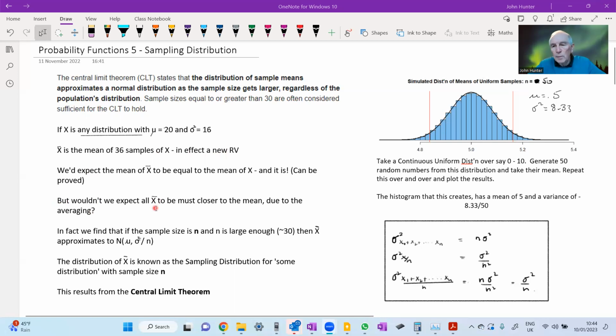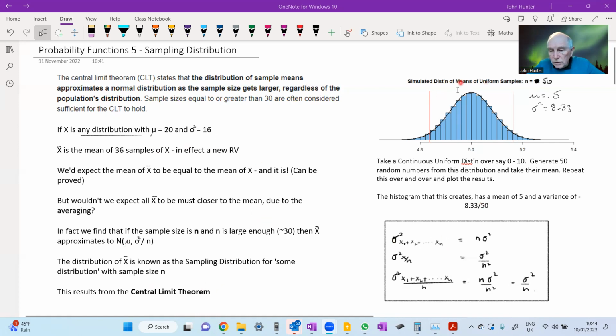But I think we probably expect that because of the averaging process, we're going to be getting a smaller variance. In fact, if the sample size is n and n is large enough, then X bar approximates to a normal distribution with that original mean here and a variance here divided by the sample size. So the distribution of this X bar is known as the sampling distribution. And that's the central limit theorem.